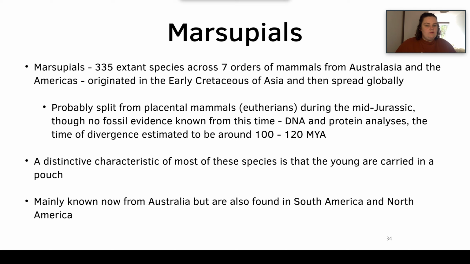And marsupials are distinctive because their young is carried in a pouch. And we mainly know marsupials from Australia. However, they have been found in South America and North America. So, for example, the possums in America. And then in Australia, we have the kangaroos, the koalas, the wallabies, and the wombats.